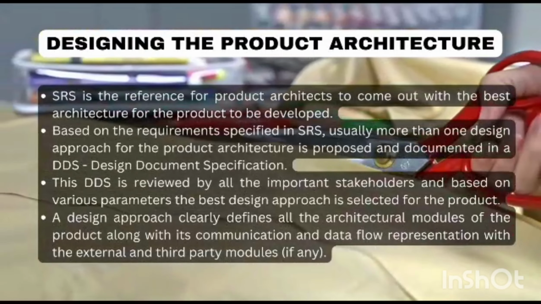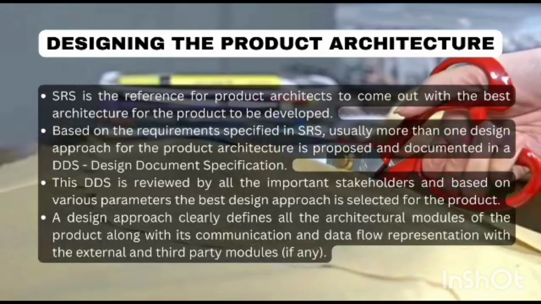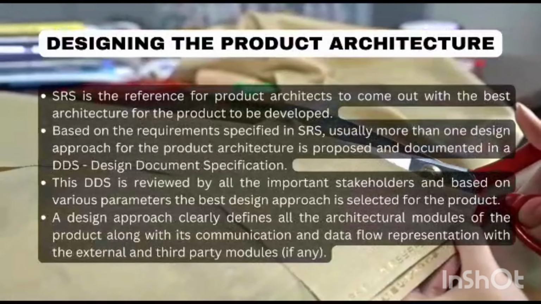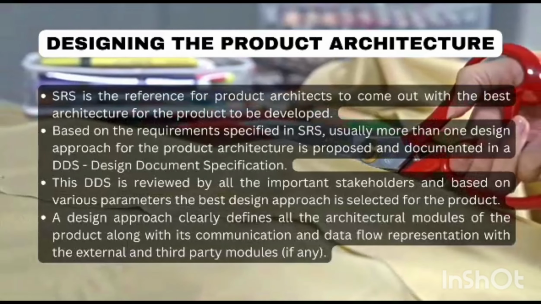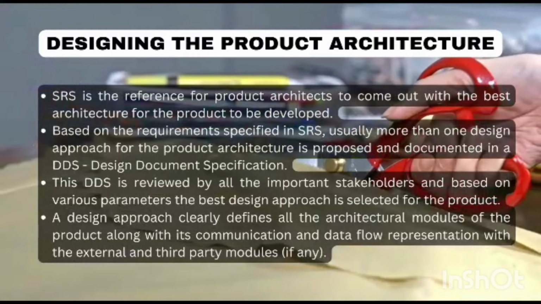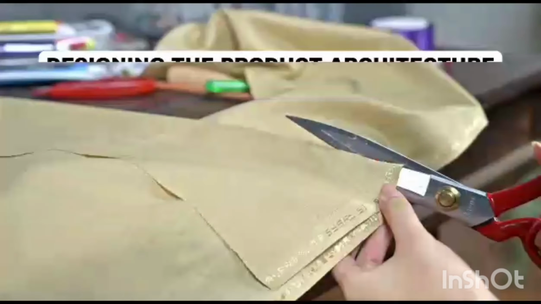Stage 3 is designing the product architecture. SRS is the reference for the product architects to come out with the best architecture for the product to be developed. Based on the requirements specified in SRS, usually more than one design approach for the product architecture is proposed and documented in a DDS, that is Design Document Specification.